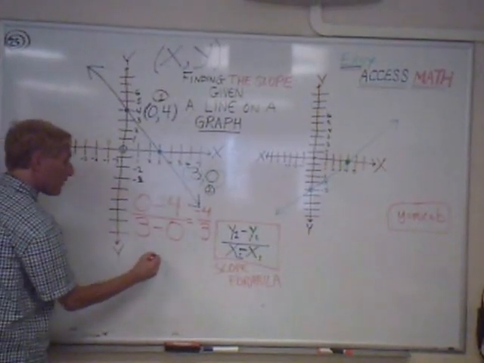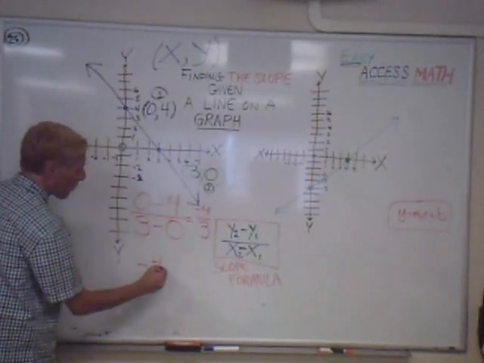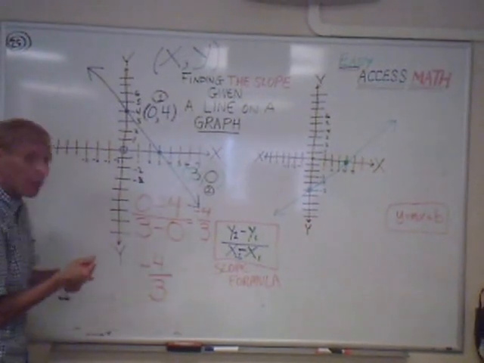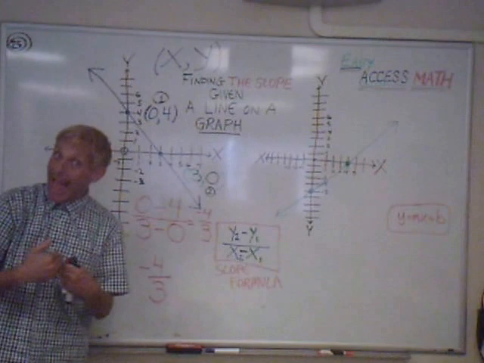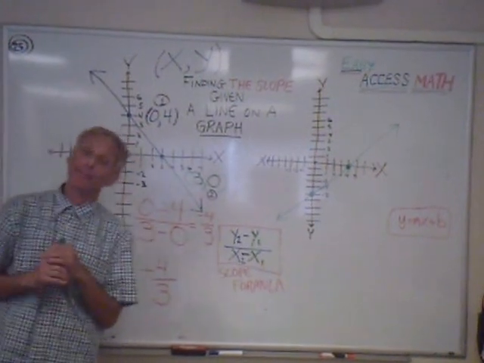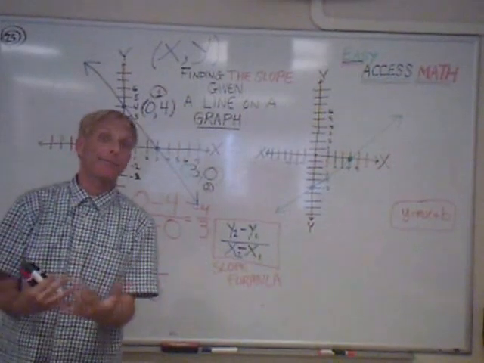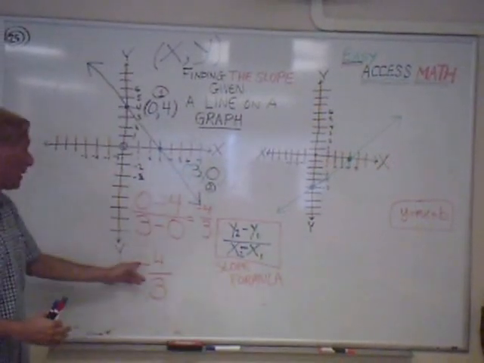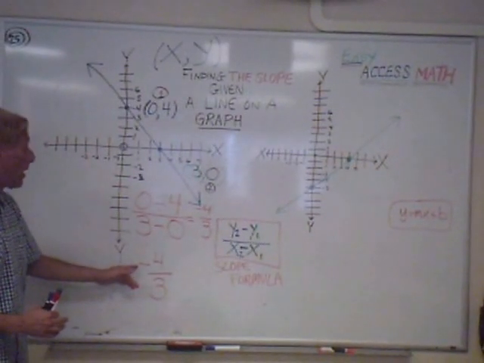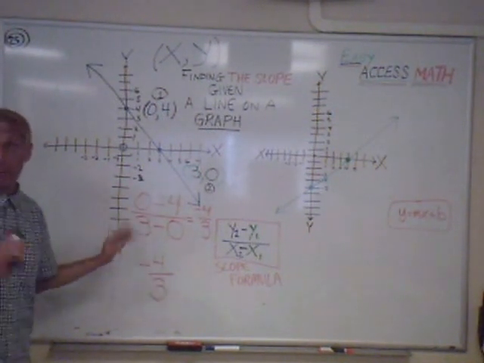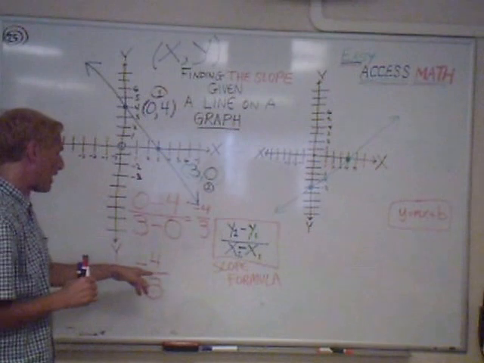So there's my slope. It's a fraction, but don't be afraid. Negative 4 over 3. Because only one of the values has a negative, and it's like division, the fraction is negative. It's a negative slope. The answer for the slope would be negative 4 over 3. You don't have to reduce that fraction.